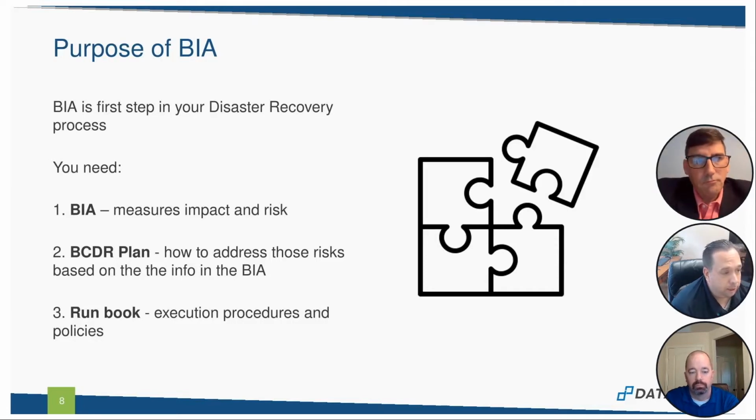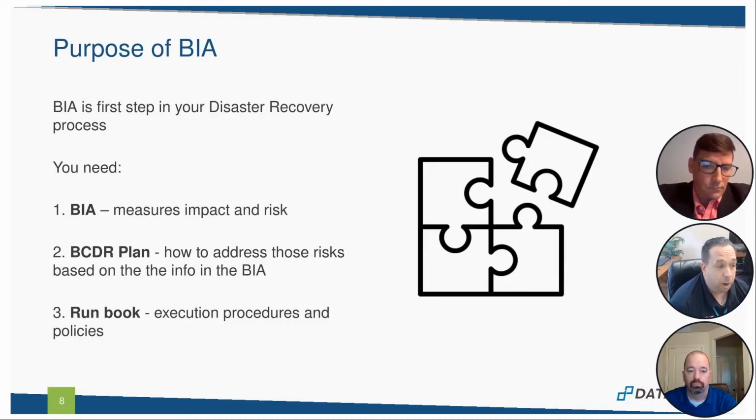Another thing that you need, or another process or procedure, is you need a BCDR plan. BCDR plan is how to address those risks based on the BIA that you get. I mean, you're going to need to measure the impact and risk and then go to your BCDR and ask, how do I stop those risks if we are in a disaster situation?